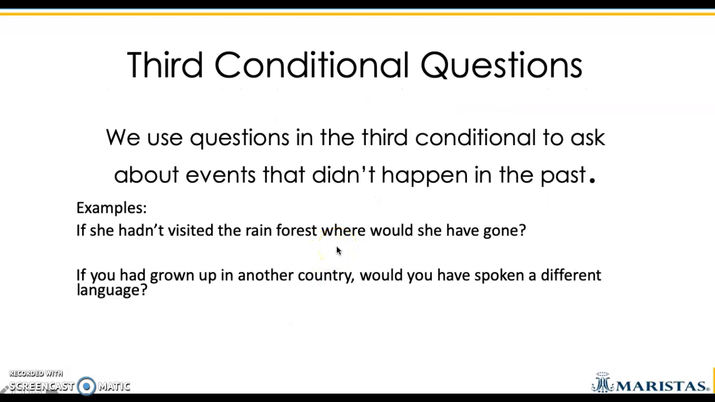So we use the third conditional questions to ask about events that didn't happen in the past. Let's look at these examples. If she hadn't visited the rainforest, where would she have gone? If you had grown up in another country, would you have spoken a different language?